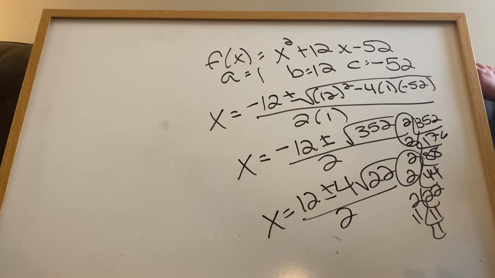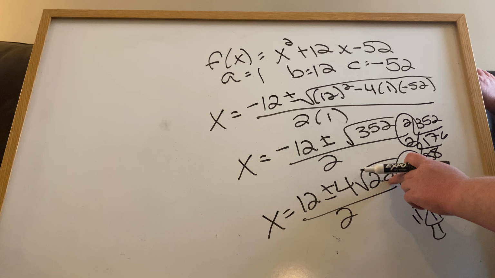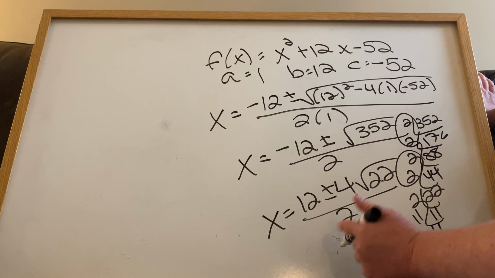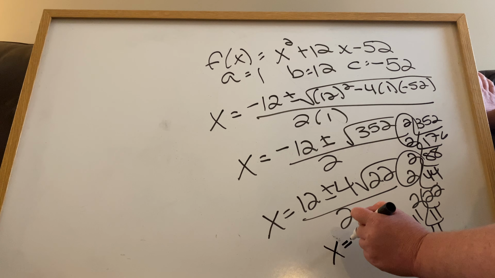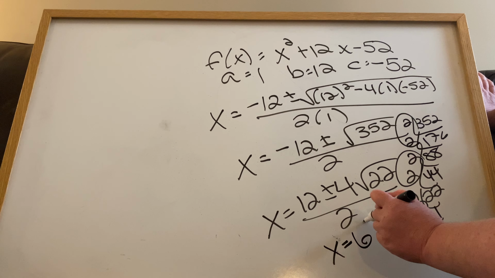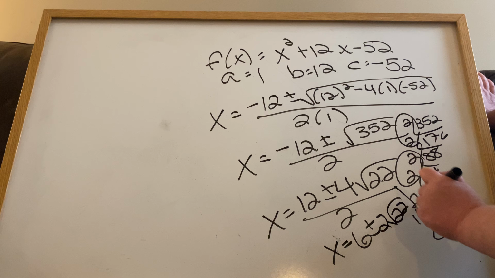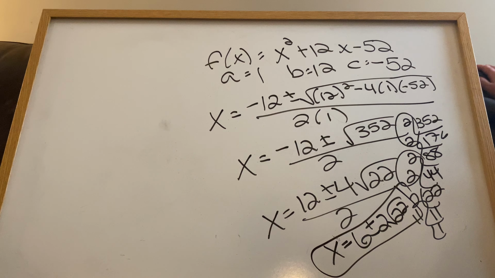And 2 goes into 12, 4, and 2. Remember, we don't care about the 22. It's going to stay 22 since it's underneath the square root. So then you want to divide those 3 parts by 2. So then you're looking at negative 6 plus or minus 2 square root of 22. It would be over 1, which, again, we don't write down. Okay?